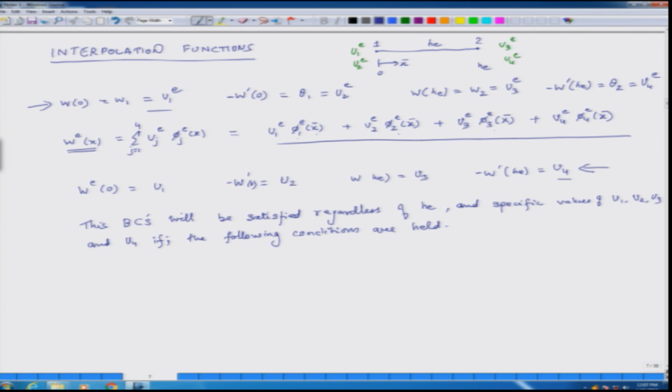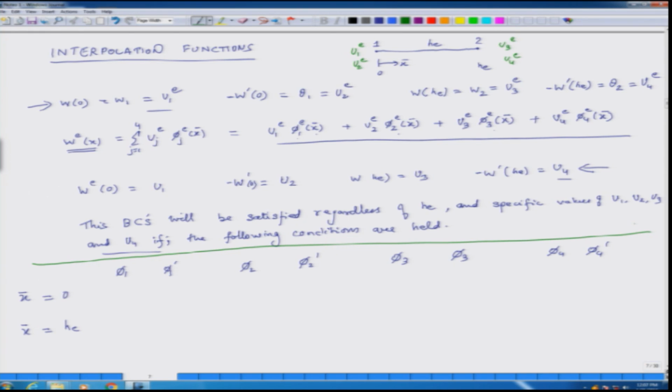So, there are 16 conditions, and once I write them down, it will make sense to you. So, this should be x bar equal to 0 and x bar equals HE, and phi 1 prime, phi 2 prime, phi 3, phi 3 prime, phi 4 and phi 4 prime. So, I am actually making a table.